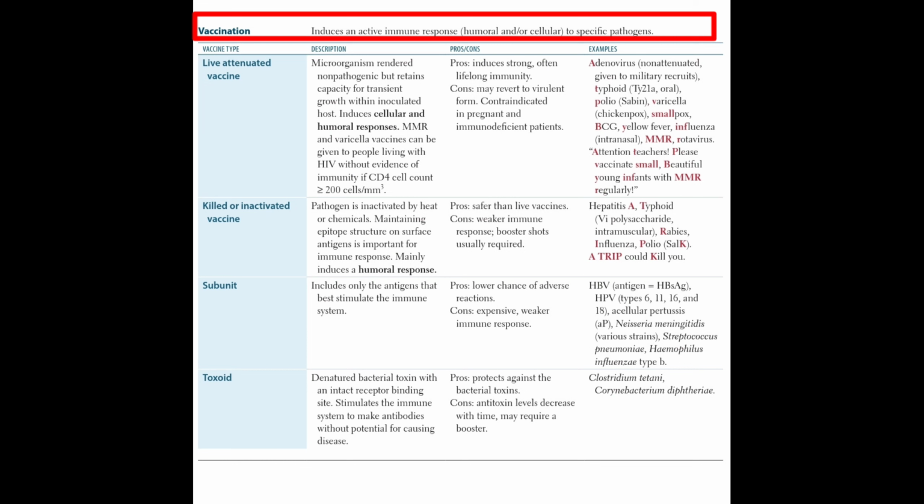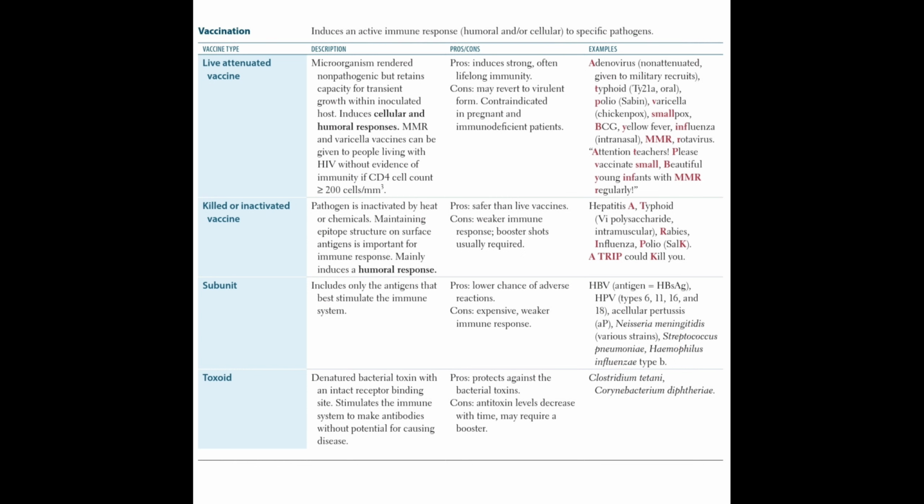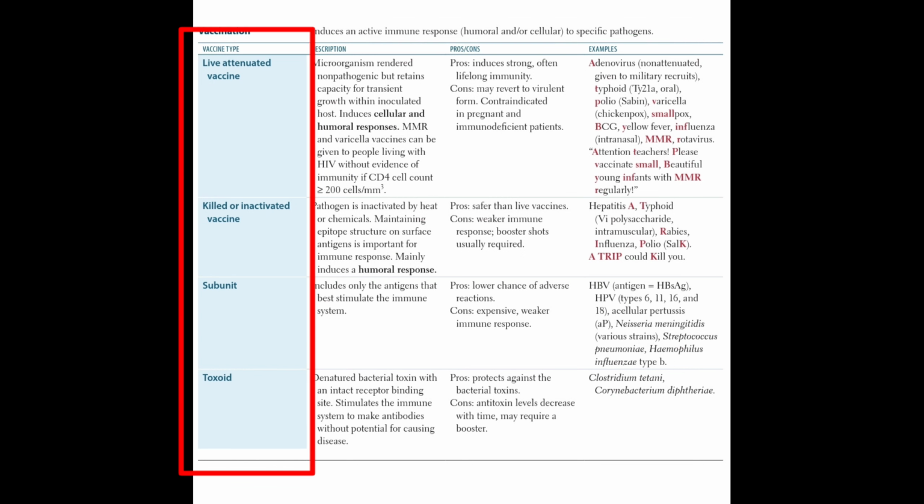So vaccination induces an active immune response, both humoral and/or cellular, to specific pathogens. There are various types of vaccines. In this video we are going to talk about the types of vaccine: live attenuated vaccines, killed or inactivated vaccines, the subunit vaccine and toxoid vaccine. These are the four vaccine types we are going to discuss today in this video.